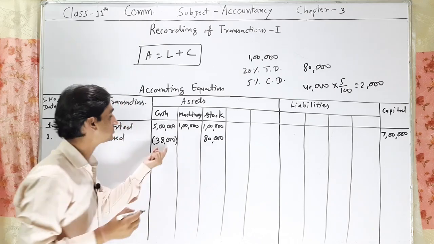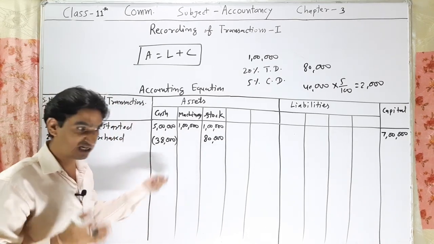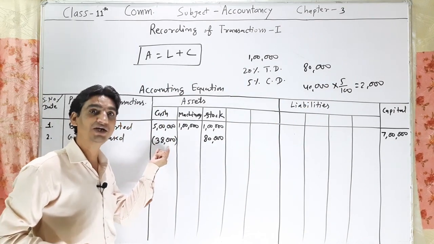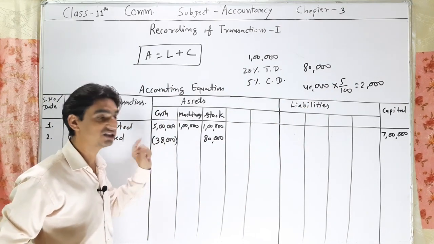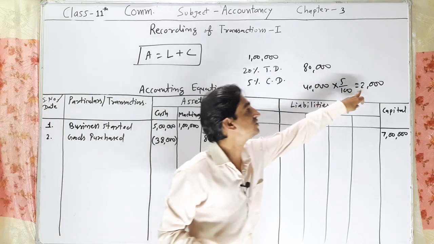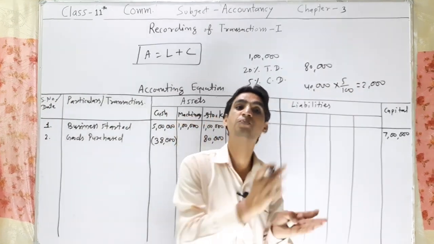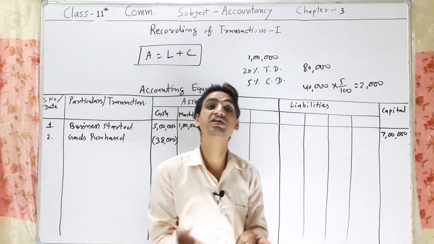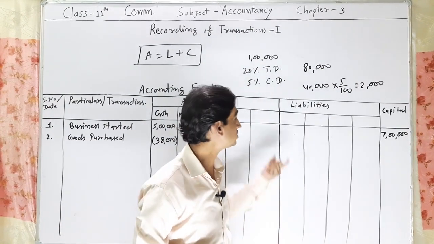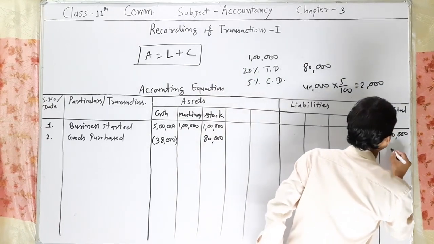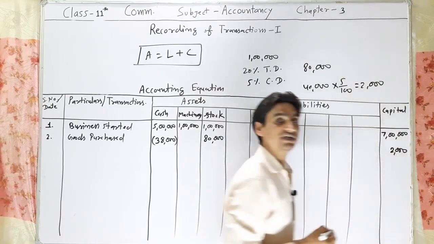So we paid rupees 38,000. 38,000 will be reduced from the cash balance, because cash is outgoing from your business. That's why cash balance will be reduced by rupees 38,000. And 2,000, that is a profit for you. Profit increases the capital balance. So this profit will be added in capital. So 2,000 added in capital.